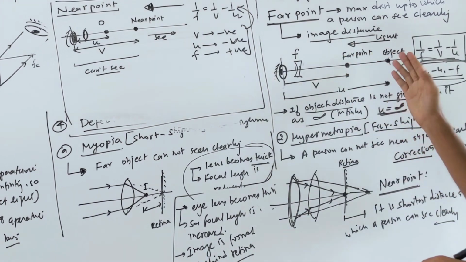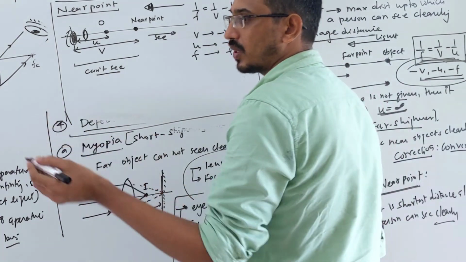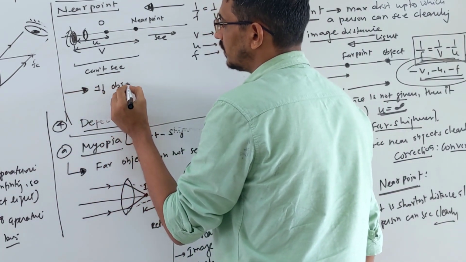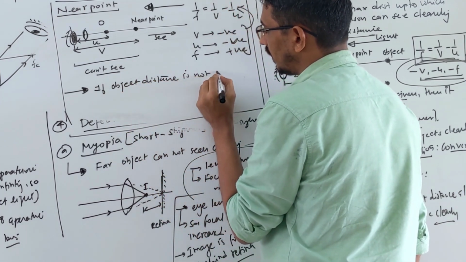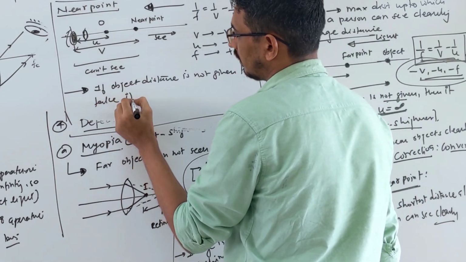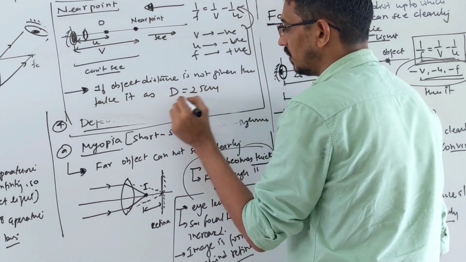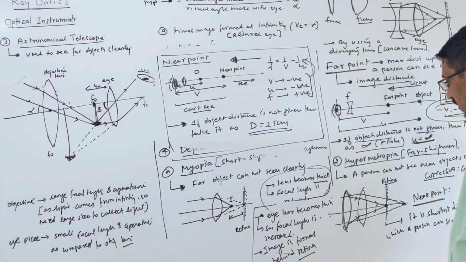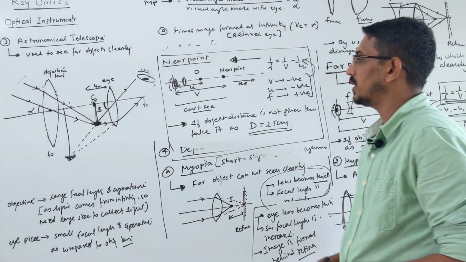Like in this case, I told you object distance is given. If not given, then you take infinity. Here object distance given. If not given, then you take the distance of vision. If object distance is not given, then take it as D, which is 25 centimeter. These were two defects, myopia and hypermetropia. Then apart from this, we have some other defects also.